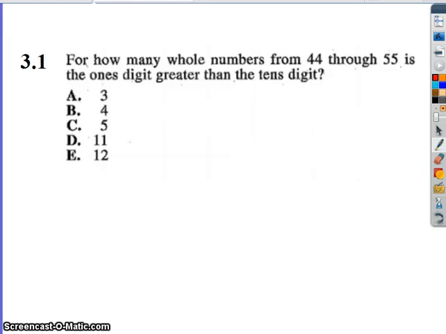Okay, week 3 for Math Activate warm-ups. Question number 1 is really a question you just draw out and think through as long as you know what the words mean. It's not too bad. For how many whole numbers from 44 through 55 is the ones digit greater than the tens digit?